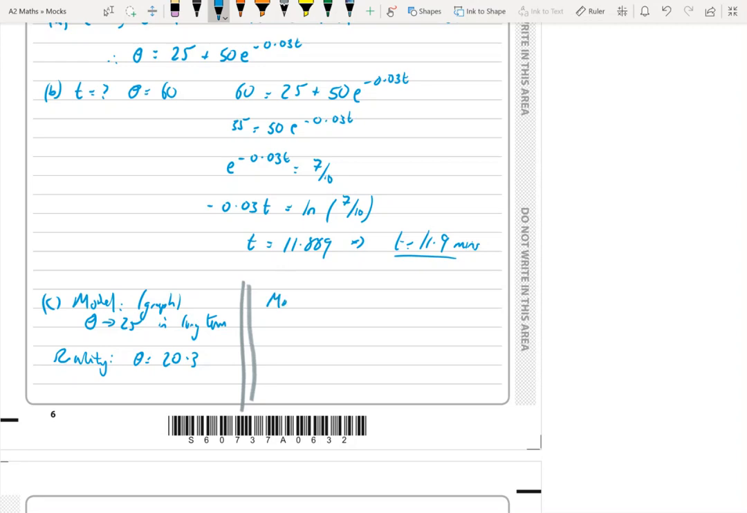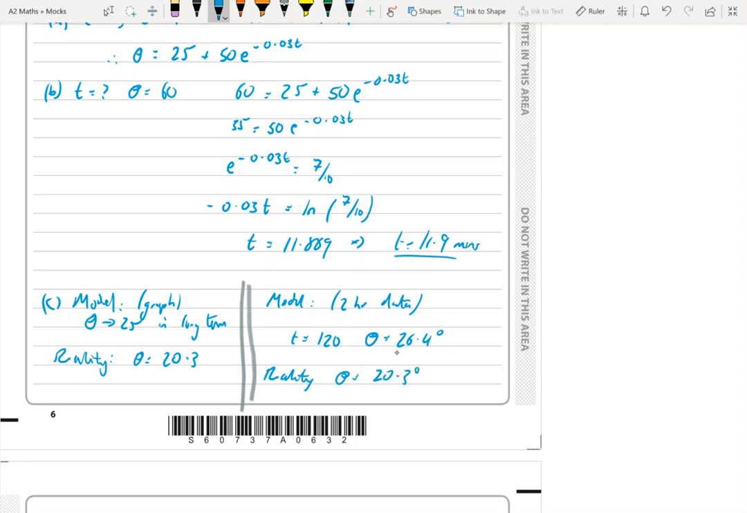Or let's do it from the 2 hour data that we're given. So we're told that when the time is 2 hours, that's 120 minutes. The model, if you substitute 120 minutes into the model, gives you a predicted temperature of 26.4 degrees. Whereas, again, the reality, someone measured it, is that it's 20.3 degrees.